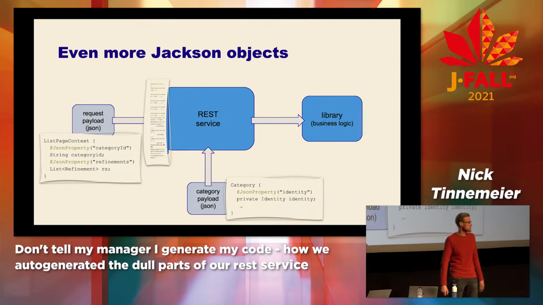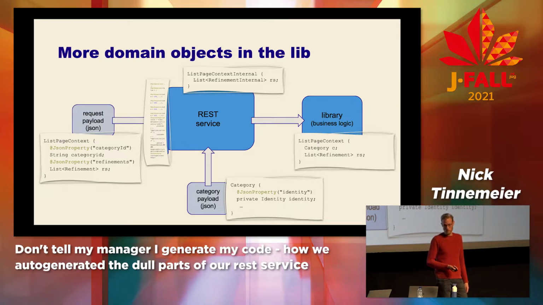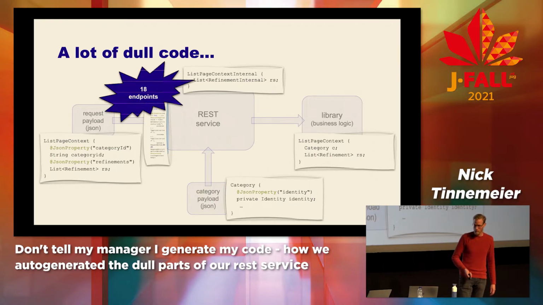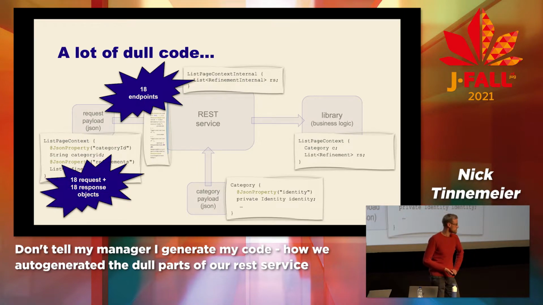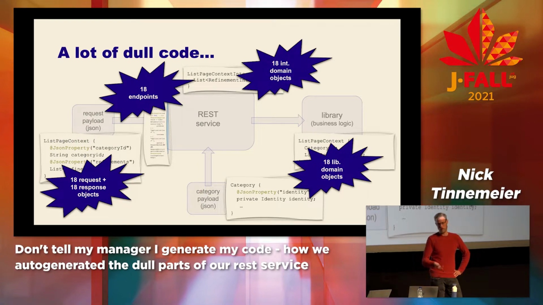We have even more JSON annotated objects, because also the category that comes from the other service is just JSON. We have domain objects that live inside the REST service, and we have even more domain objects that live in the library. And that's a lot of dull code to write. So in particular, we have 18 endpoints, 18 requests and 18 response objects, 18 internal domain objects that live in the REST service, and then there is more. We have around 18 domain objects that live in the library.